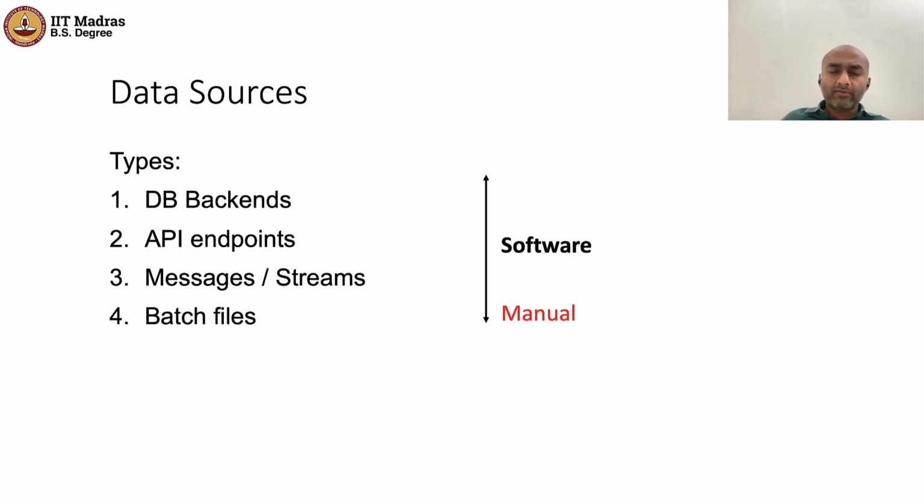Anyway, manual data sources are typically going to be batch files. Very rarely, and in fact, I can't think of a single real-world example where manual real-time data is being generated. That doesn't seem feasible. Obviously, human entries into database backends are possible, but not that common. It's more common that humans are creating batch files, like for instance Excel sheets and passing them around in emails, etc.